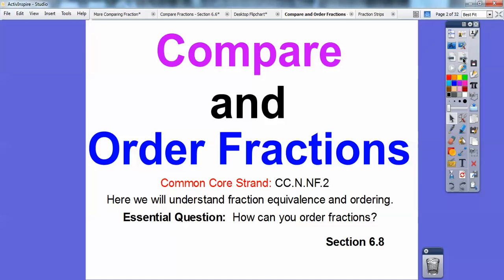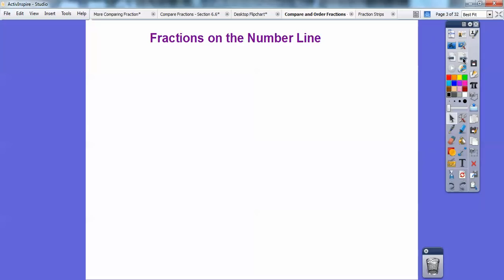All right, so the Common Core strand is we're going to understand fraction equivalence and ordering, so putting them in order from least to greatest. So our essential question is how can you order fractions? I'm going to show you a couple of ways. Start off with fractions on a number line, you guys, okay?